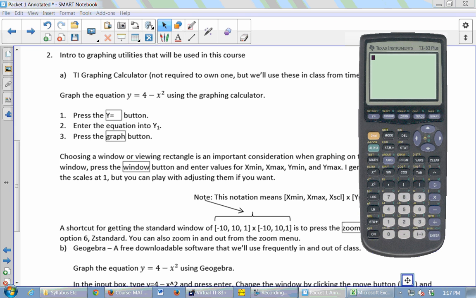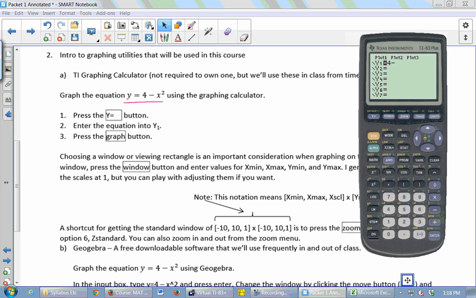All right, so I'm going to press the y equals button. It's the very upper leftmost button, y equals. And you get a bunch of y equals in there. If there's anything in there, we're just going to clear it for now. And I want to enter the equation into y1. So I'm trying to graph y equals 4 minus x squared. So I have the y equals part. I'm going to type 4 minus.